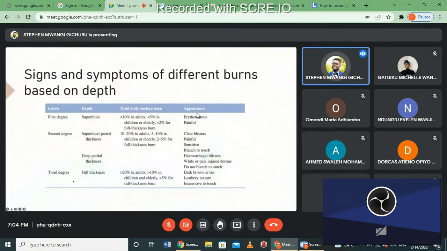So again, most of the time we tend not to use first degree, second degree, but you can use it. It helps, but it's good to use superficial partial thickness, partial and full thickness, because it helps you in management of patients. There's a very high chance you don't need to admit any first degree or superficial burn, but even the superficial you might, but the deep and the full thickness you have to admit. And we'll talk about when to refer and when not to refer.